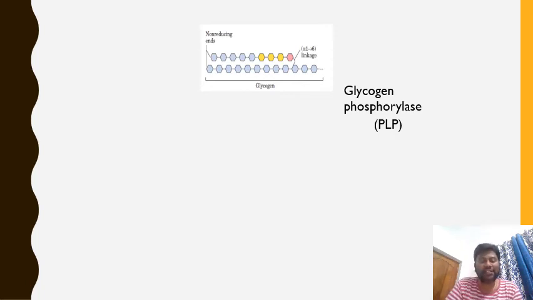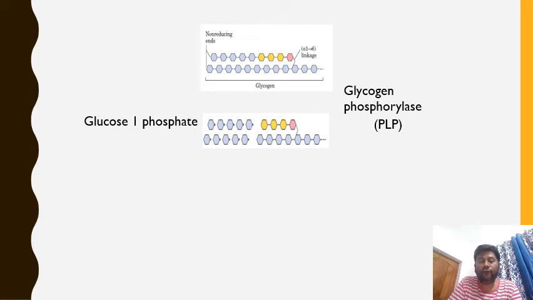What is the action of this glycogen phosphorylase? As the name says, it uses a phosphate molecule and breaks the glucose residues from the non-reducing end. The glucose molecule will be released as glucose 1-phosphate every time. So one by one the glucose molecules will be removed as glucose 1-phosphate. This action of glycogen phosphorylase will continue till it reaches 3 to 4 residues away from the branching point. It can continue only up to 4 residues away from the branching point. Beyond this, glycogen phosphorylase cannot remove the glucose residues.